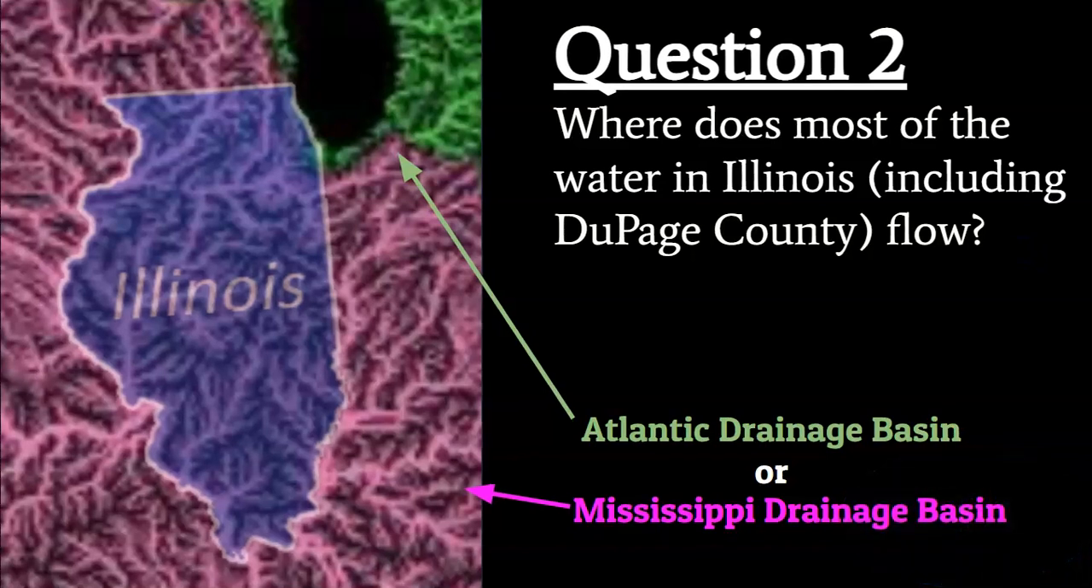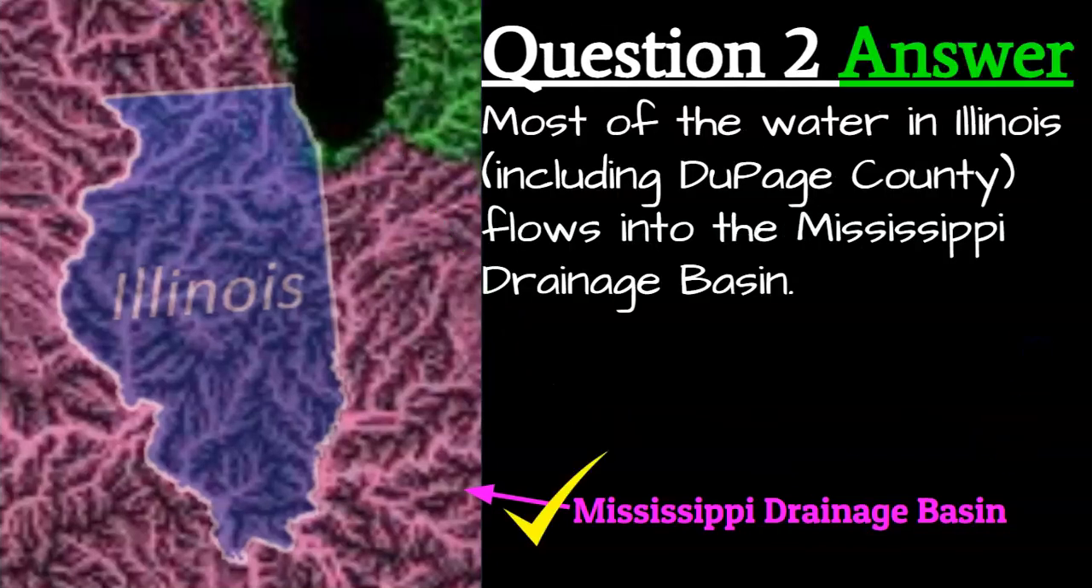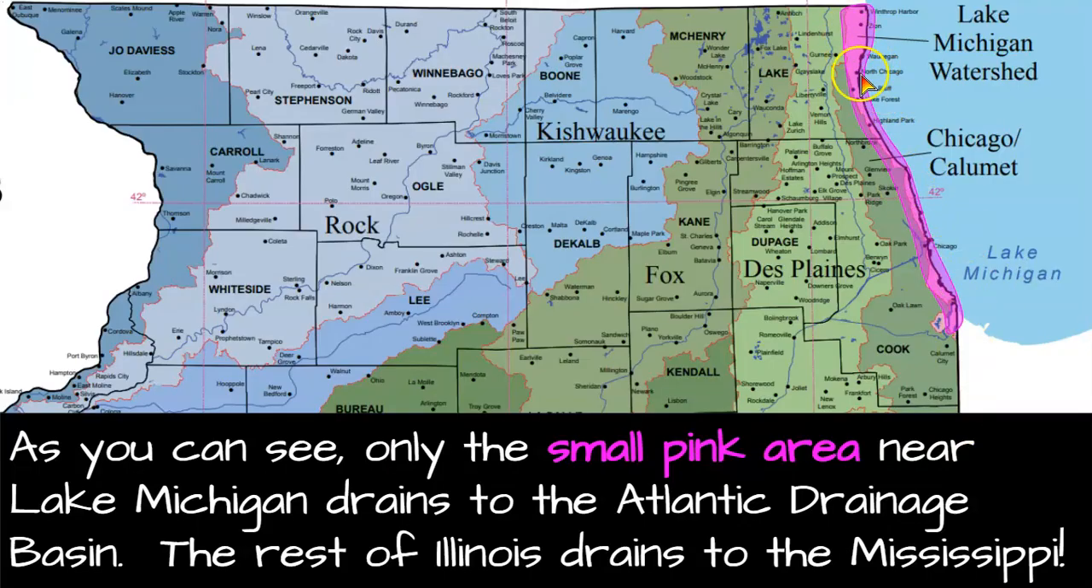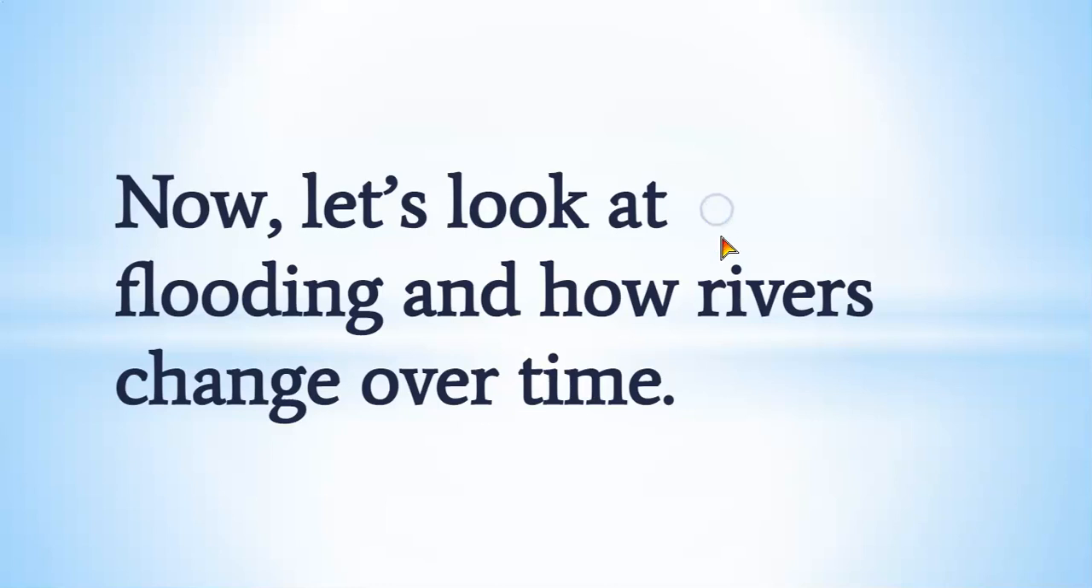Now, for Illinois, where does most of the water in Illinois flow, according to this picture? Correct answer here is the Mississippi Drainage Basin. See, most of Illinois is in pink. And there's only this tiny little section, this green area, right along Lake Michigan that drains to the Atlantic Ocean. And that's just because of the glaciers, right? They had all the moraines here. So the water right by Lake Michigan will flow to Lake Michigan and eventually go to the Atlantic Ocean. Everything else is going to the Mississippi River and ultimately to the Gulf of Mexico.